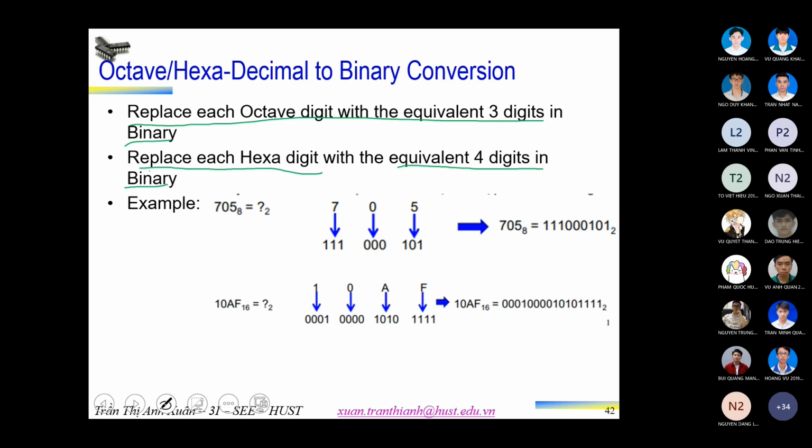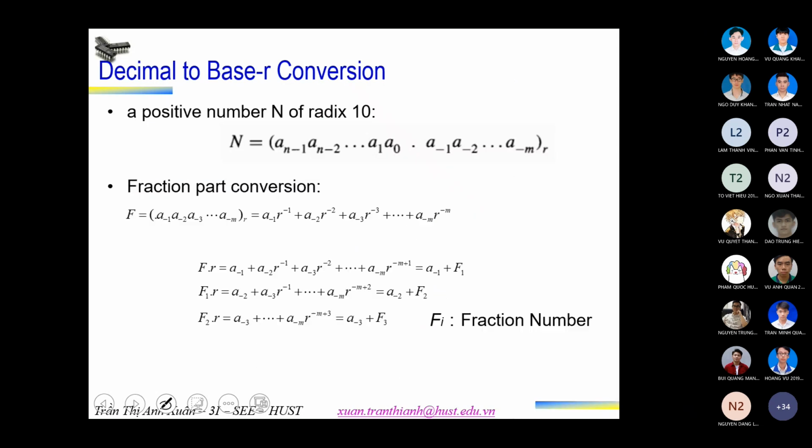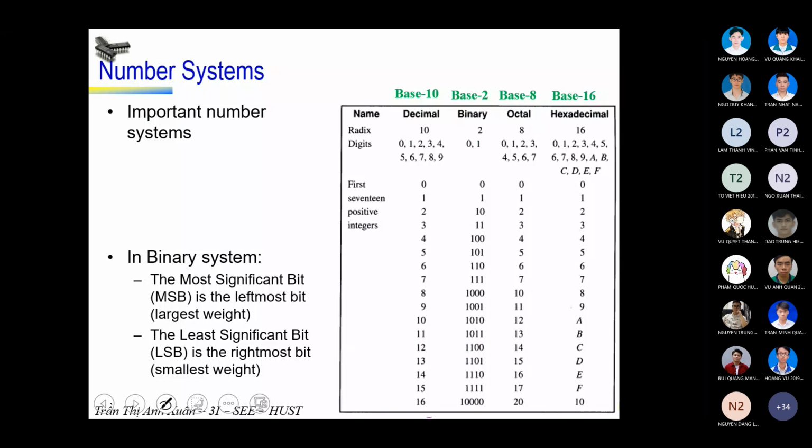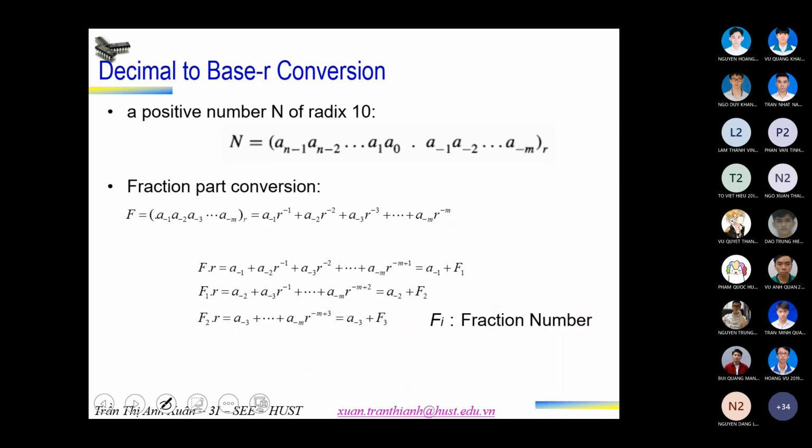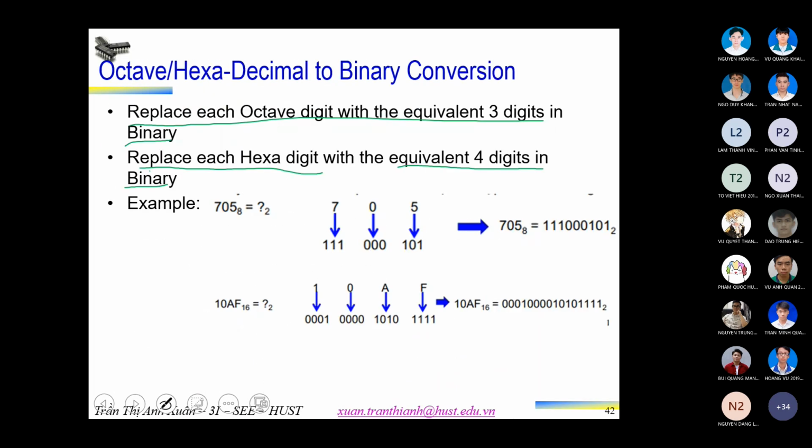So of course, remember that you must remember at least the 16 values from decimal to binary directly. And you will use these numbers for this conversion. Okay, for example, we can see on the slide.